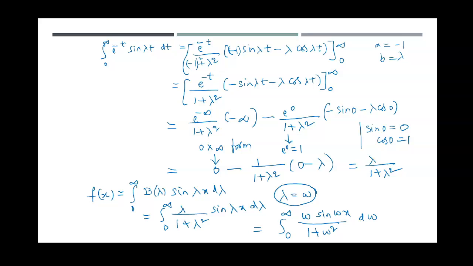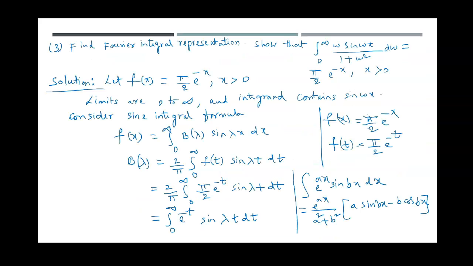Okay, so this is LHS. We have taken RHS and we have shown that pi by 2 e power minus x equal to integral 0 to infinity omega sin omega x upon 1 plus omega square d omega. Okay, understood or not? Here we have taken RHS. We have considered RHS as f of x, and at the end we got this LHS.